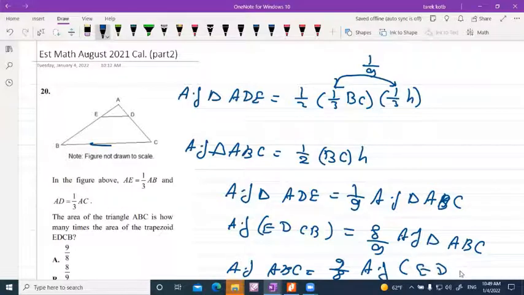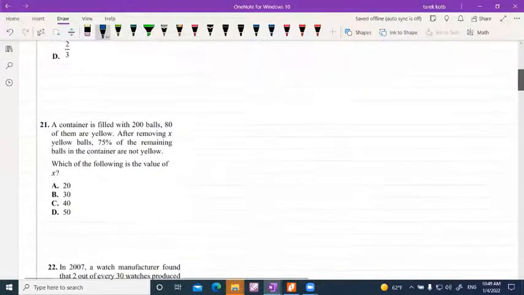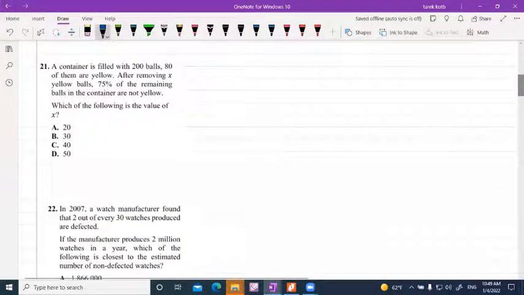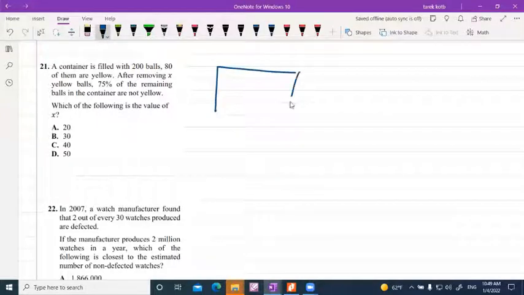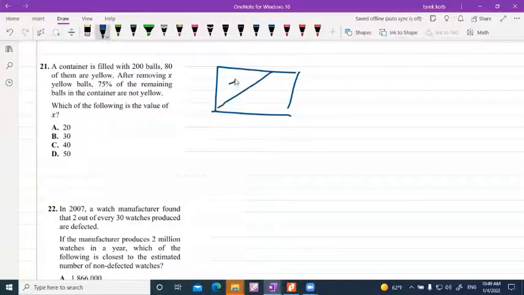Okay, this is number 1. Number 2, or number 21: a container is filled with 200 balls. 80 of them are yellow. This is the container. It contains 200 balls. 80 of them are yellow. This is 80 from the 200.